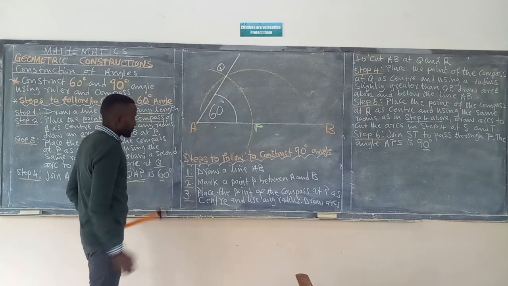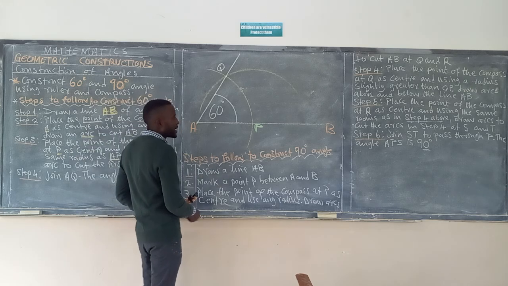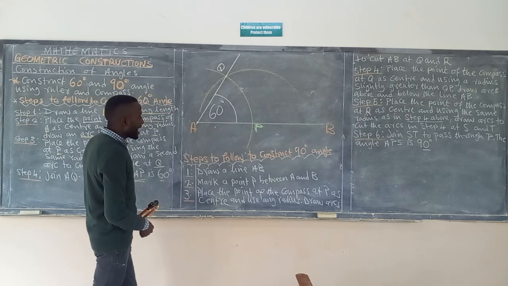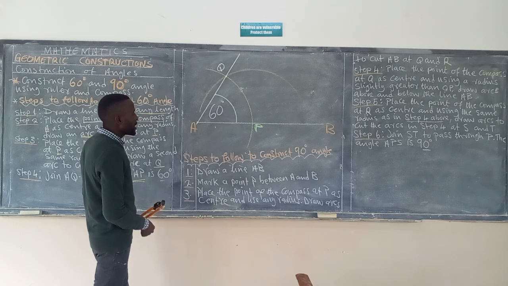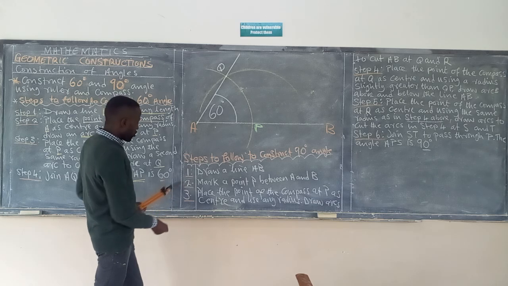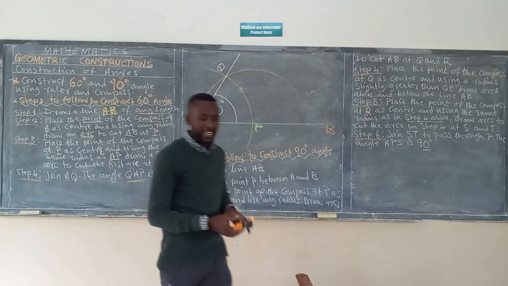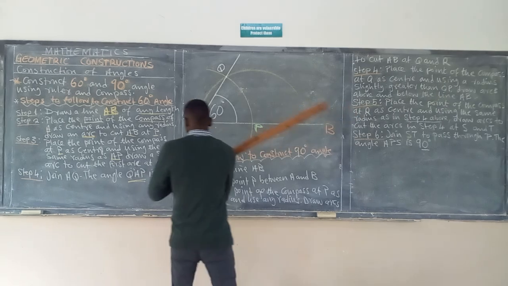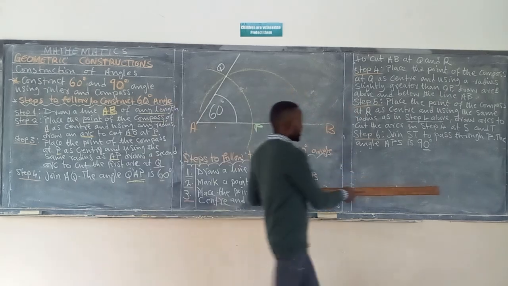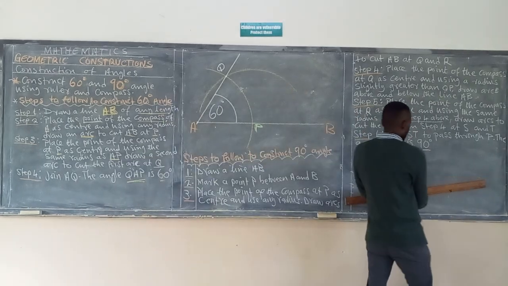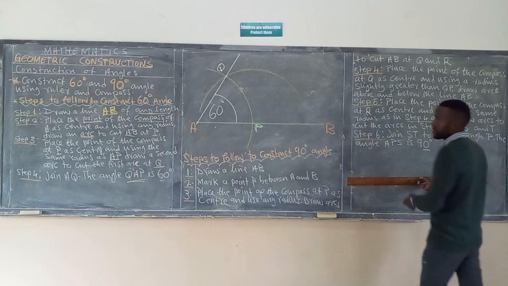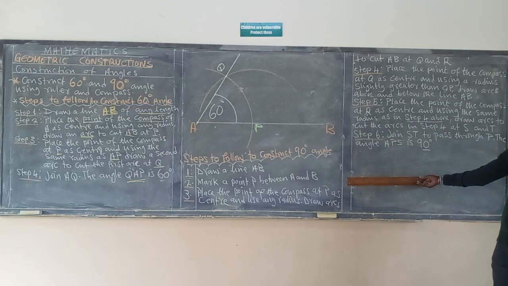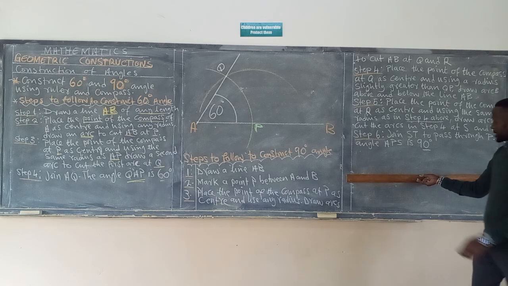Step 1, draw a line AB. So we are going to draw a line AB. Let me see where we're going to draw it. We get our ruler. We can just draw it here. Is it going to be okay? Here. Okay. We get our ruler, we put it there.